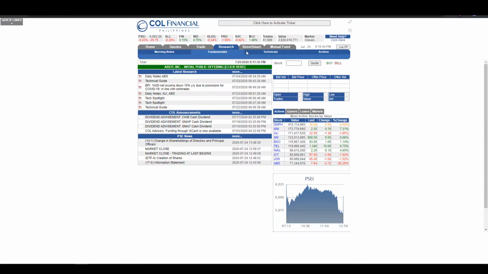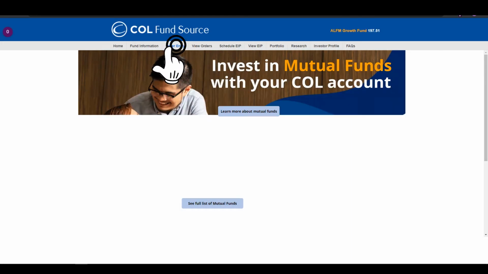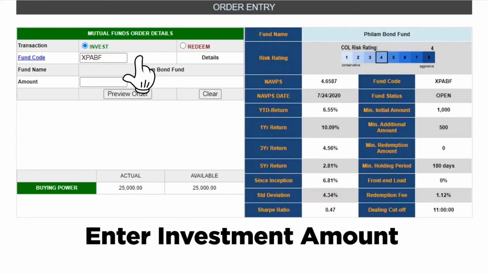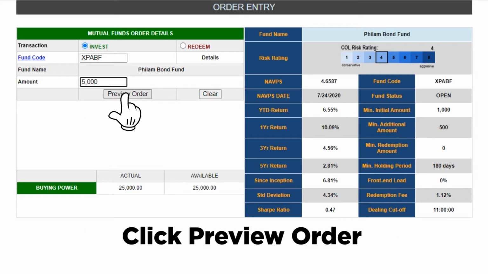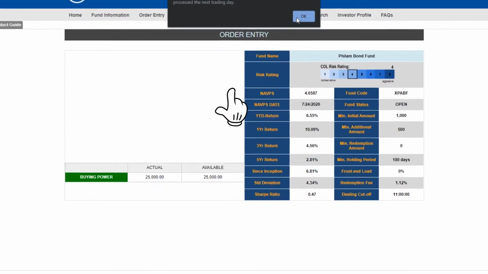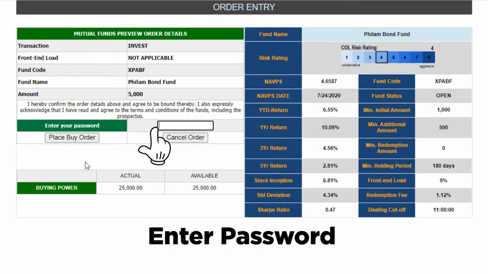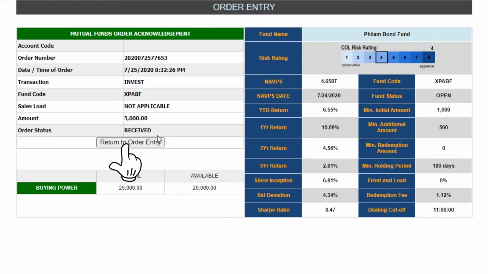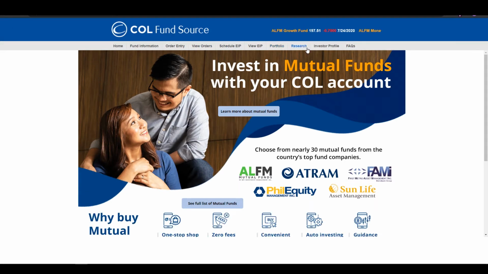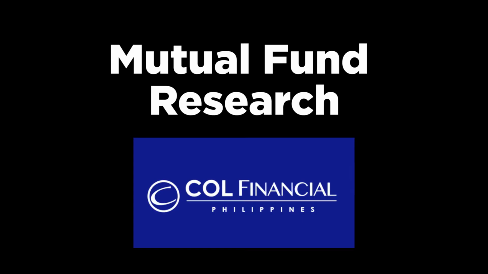To buy a mutual fund, you have to click here. You can make an order here. This one is the PhilAm Bond Fund. I can just put in 5,000. Okay, your order will process next trading day. Enter your password and order received. You can view your existing orders here. You can see your portfolio here if you have any.